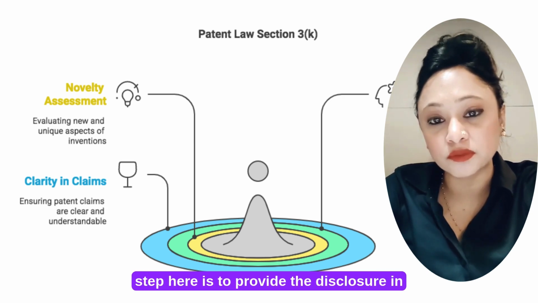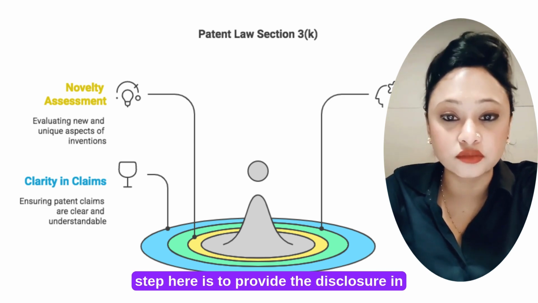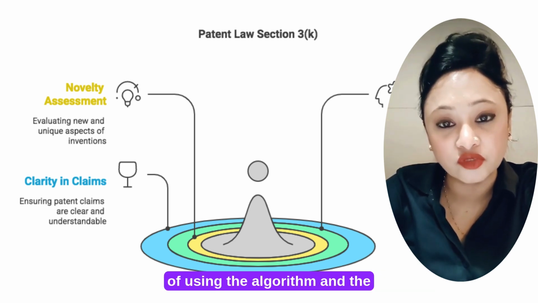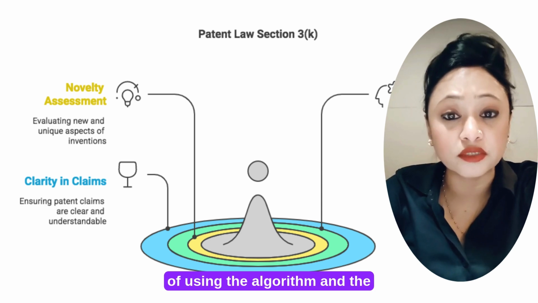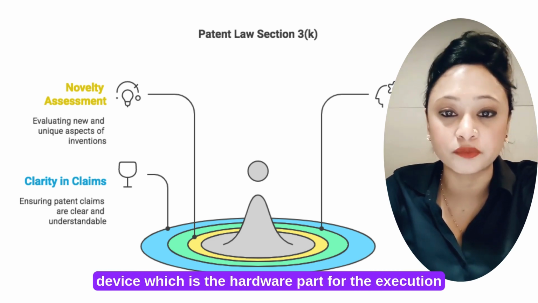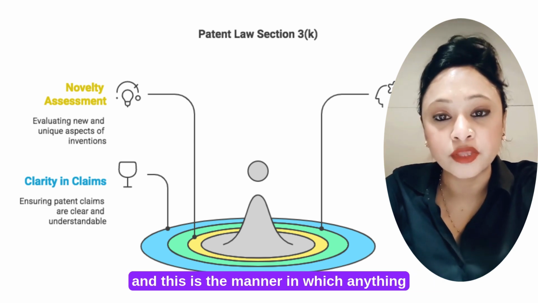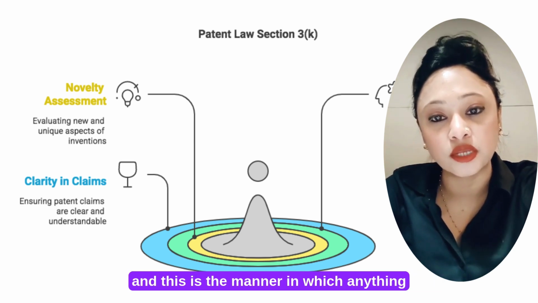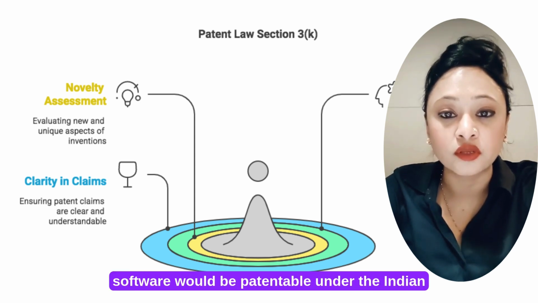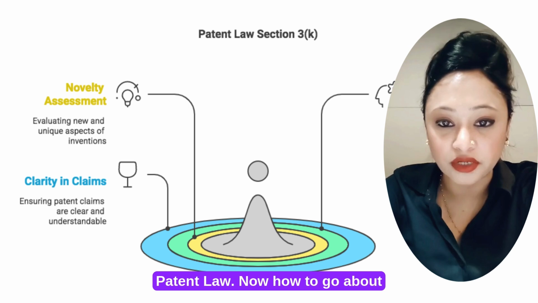The important step here is to provide the disclosure in a manner where there's a tangible technical benefit of using the algorithm, and the algorithm per se can only be deployed on a device, which is the hardware part, for the execution. This is the manner in which anything related to computers or software would be patentable under the Indian patent law.